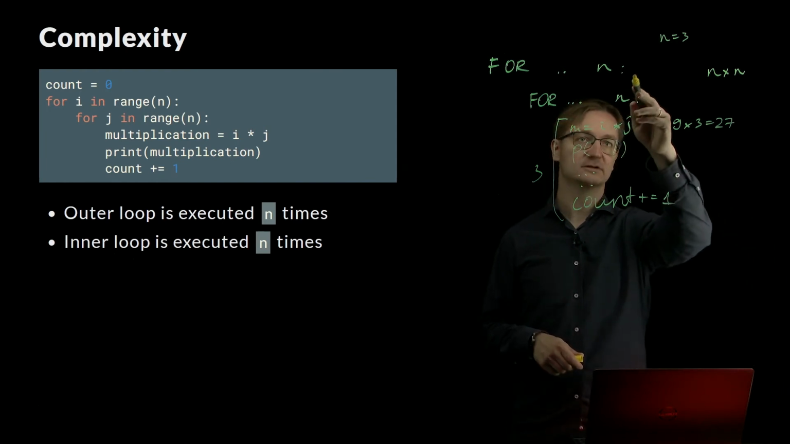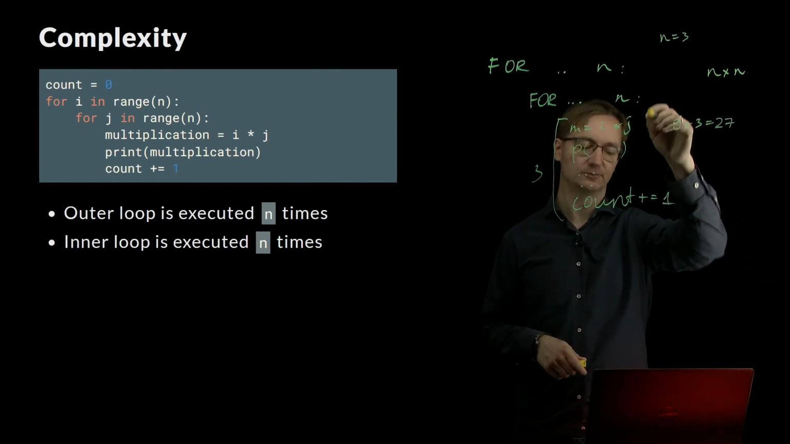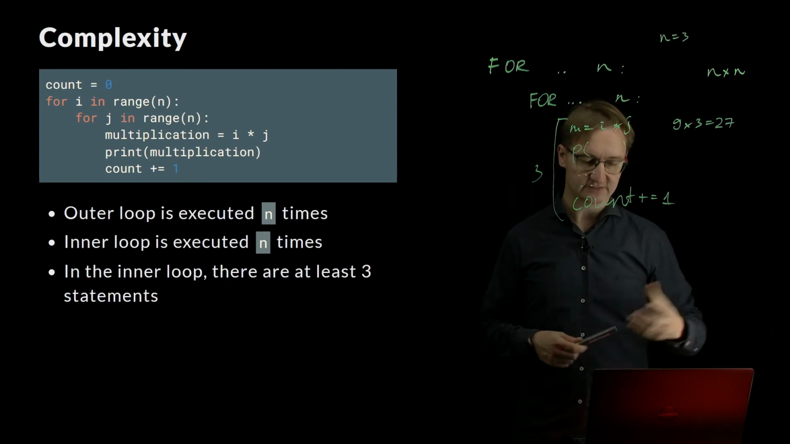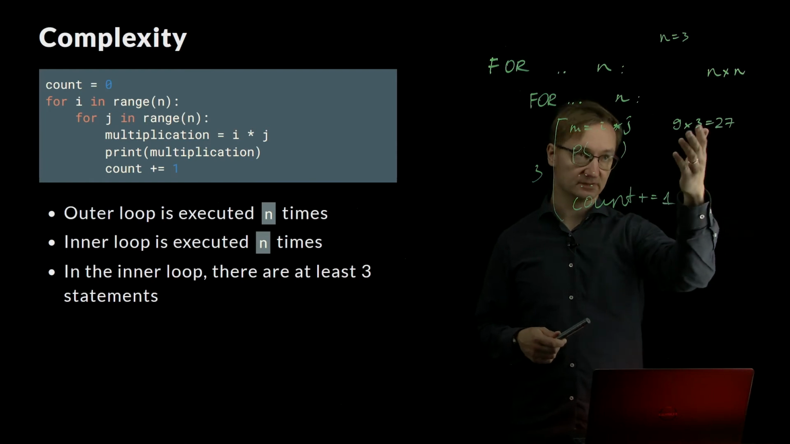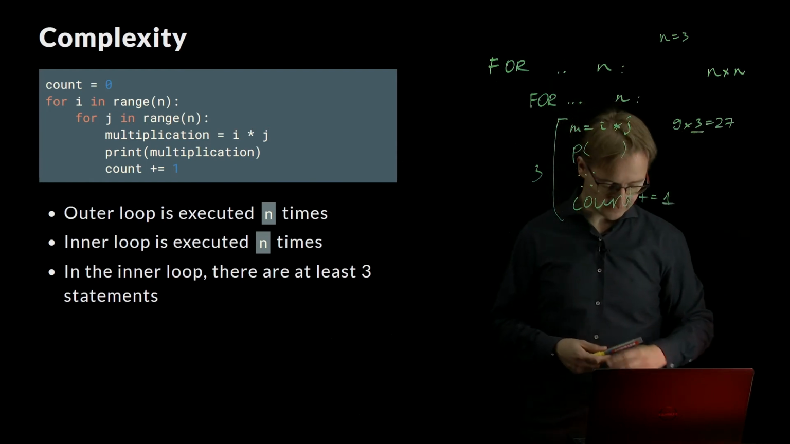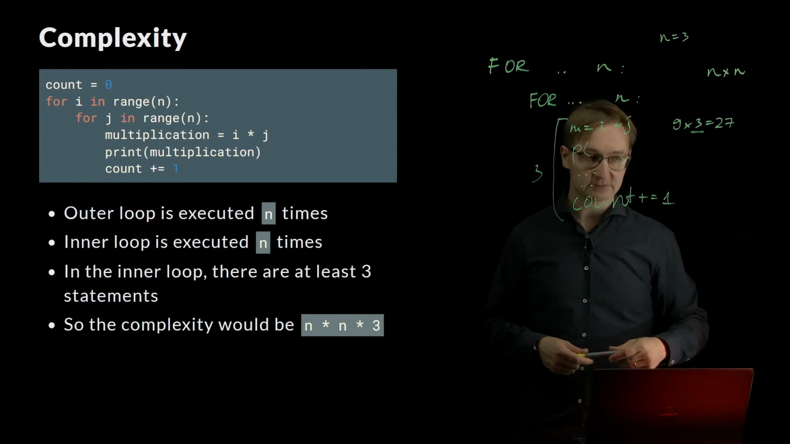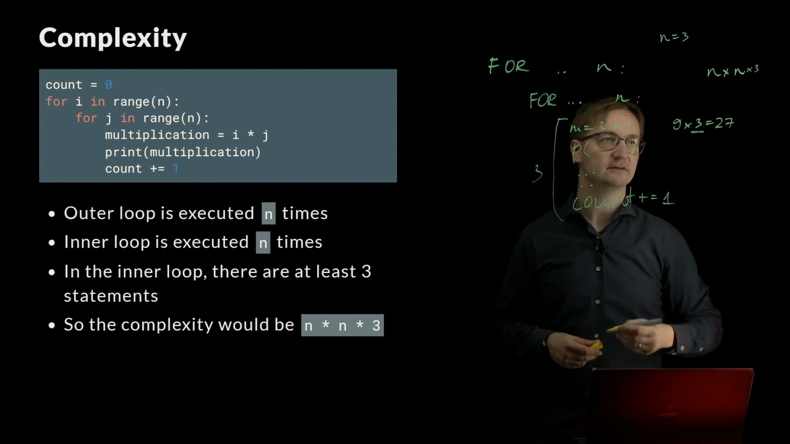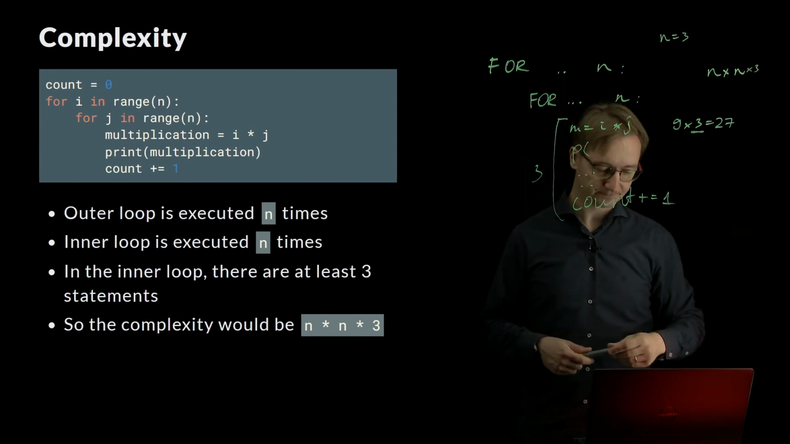Yes, the outer loop is executed n times, the inner loop is executed n times, and in the inner loop there are at least 3 statements. So this is why I multiplied it with 3 here. But, and we could say that this complexity is n squared times 3.